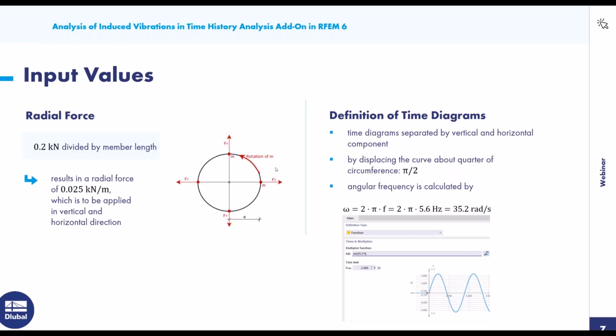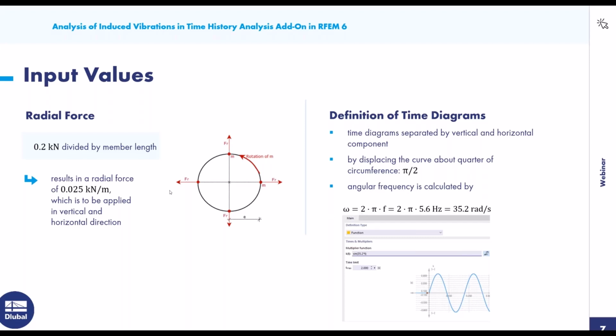So if I go back to the input values, I have to define now two diagrams, one for the horizontal and one for the vertical. The difference between the horizontal and the vertical is just a shift of pi/2, and that's all. You see that by the rotation of the mass, I have a vertical maximum load and a horizontal maximum load, and it's described by a circle. That means I have to use a sine function for that.